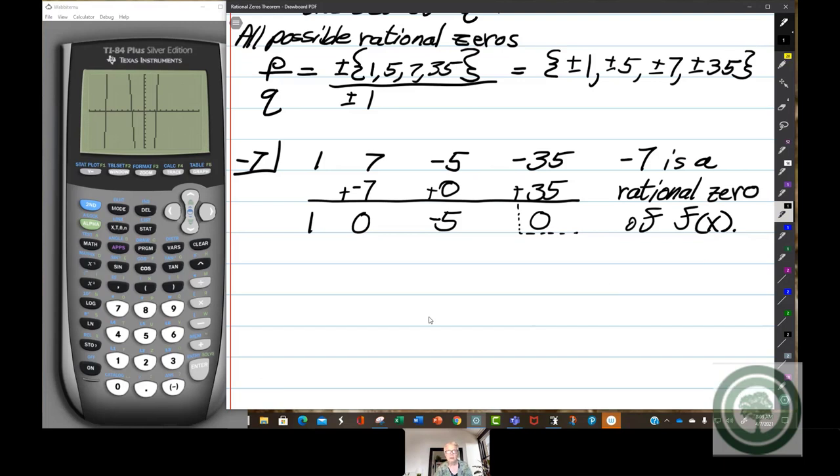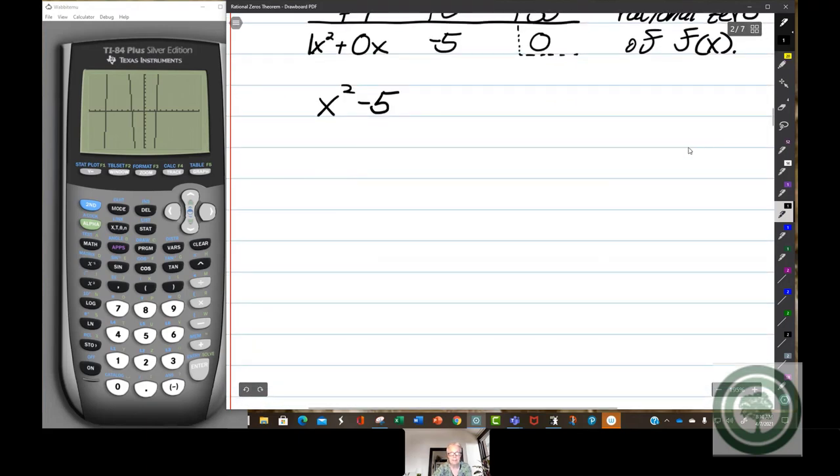Meanwhile, let's look at the quotient. This was x to the third, so the quotient is going to be 1 degree lower, x squared. So what I have is x squared plus 0x minus 5. Let's write it down. X squared plus 0x, that's just 0, minus 5. Let's set that equal to 0 and see what other answers we get.